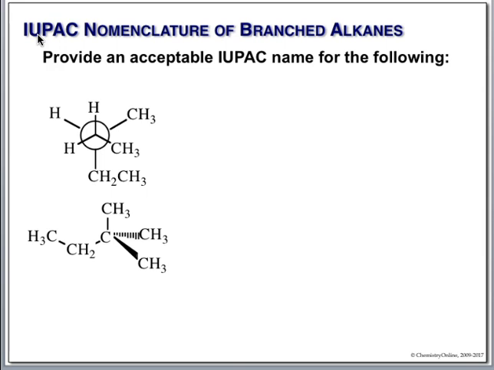If we took the step to draw it as a sawhorse, here we have carbon 1, 2, 3, 4, 5. And on carbon 3 we have the methyl. All right, so how would we name it? It's a pentane, isn't it? It's a pentane with a methyl on carbon number 3. Let's do this as carbon 1, 2, 3, methyl pentane.